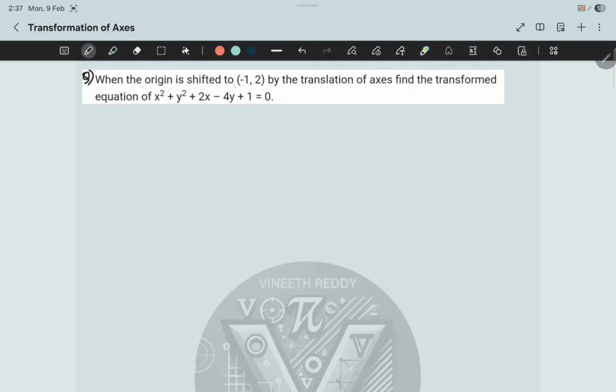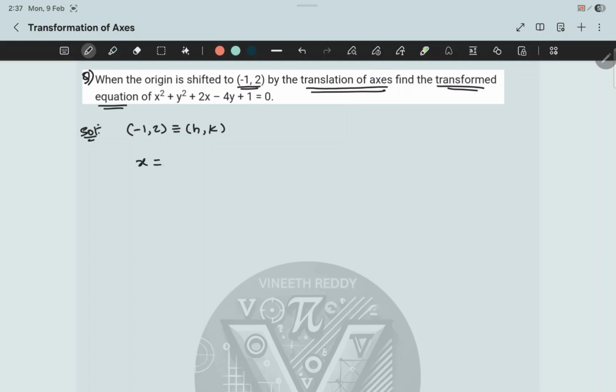When the origin is shifted to minus 1 comma 2. So the first question says, when the origin is shifted to minus 1 comma 2 by the translation of axis, find the transformed equation. So origin is shifted to minus 1 comma 2. So we can assume this to be h comma k. Originally it was at 0 comma 0, now it is shifted to minus 1 comma 2 by the translation. That means it is just shifted without rotating.